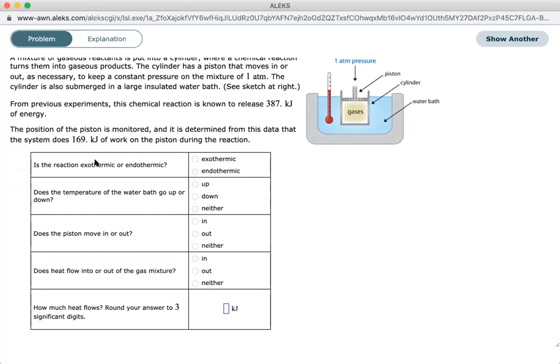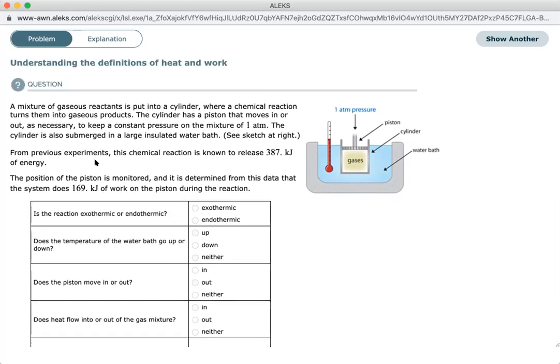This is a little trickier now because they changed things up on this one. In that second paragraph, it says that from previous experiments, this chemical reaction is known to release 387 kilojoules of energy. That is not saying heat. So be careful. The previous one, they told us about heat. Here, they're saying it's energy. So what they're telling you is the total energy change, delta E total, okay? So it's releasing, that's negative. So the total energy is negative 387.